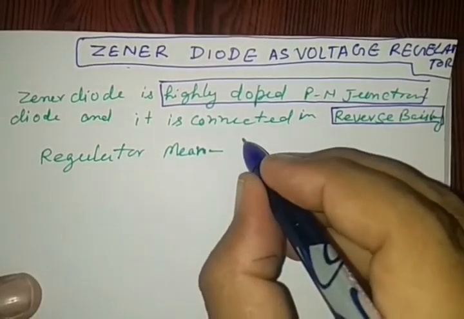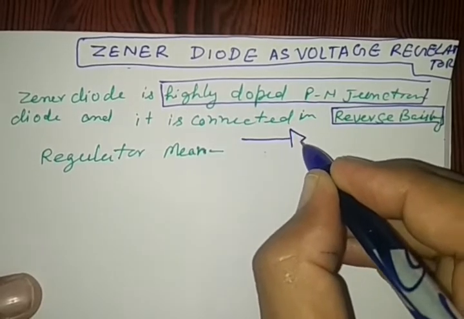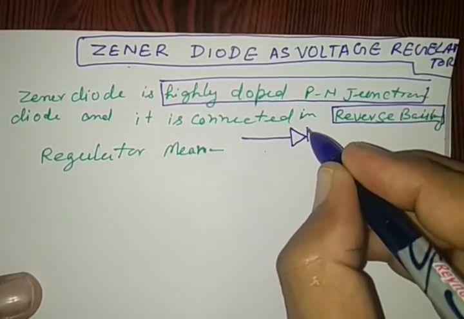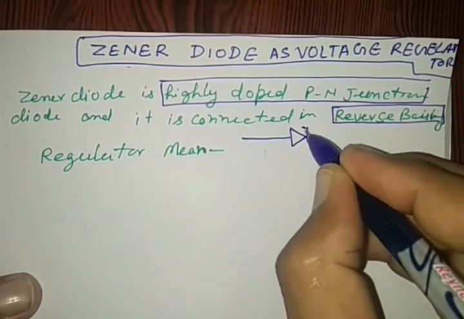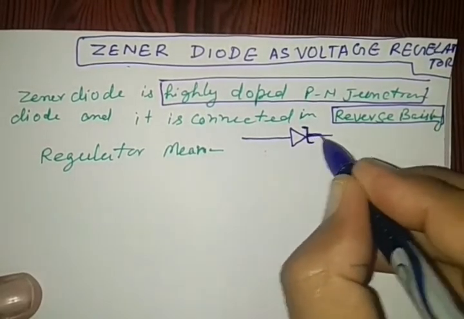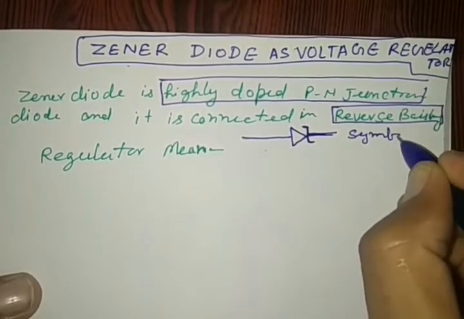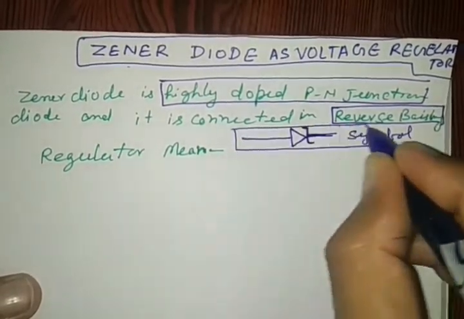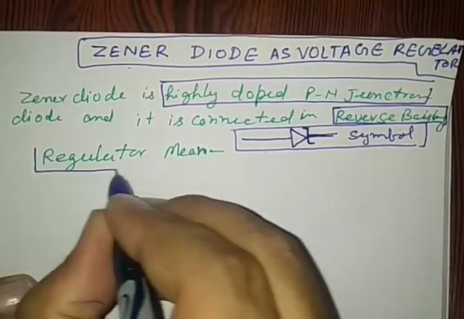Its symbol is the same as a normal junction, P-type, then N-type. Since it regulates the voltage, it is represented in this way in the circuit. This is the symbol of Zener diode. Clear? Now understand the meaning of a regulator.